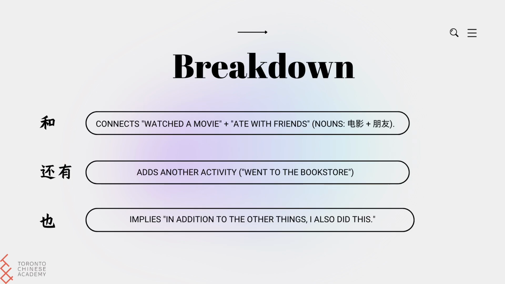Here is a breakdown of the previous example. 和 connects watched a movie and ate with friends, the specific nouns being 电影 and 朋友. 还有 is used in this example to add another activity. Specifically, the activity went to the bookstore. And 也 in this example implies in addition to other things, I also did this.